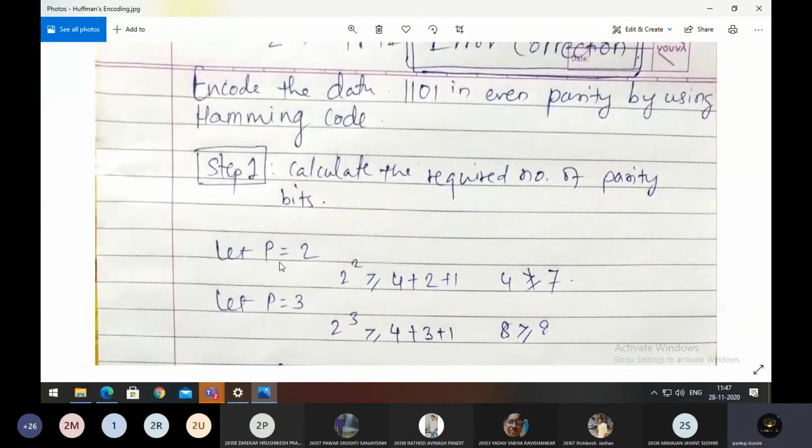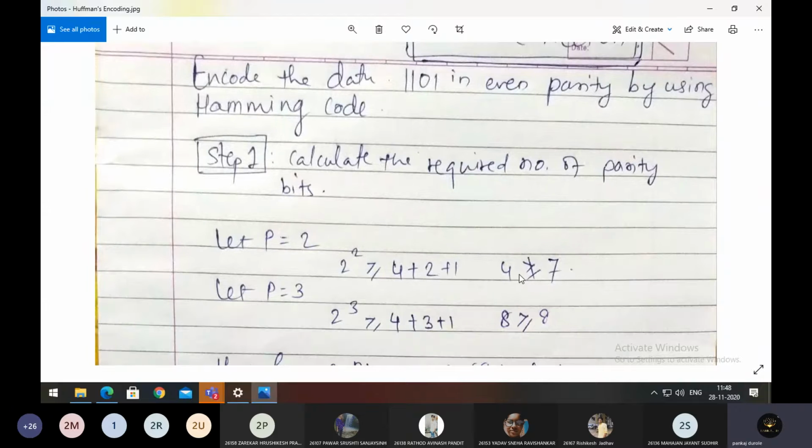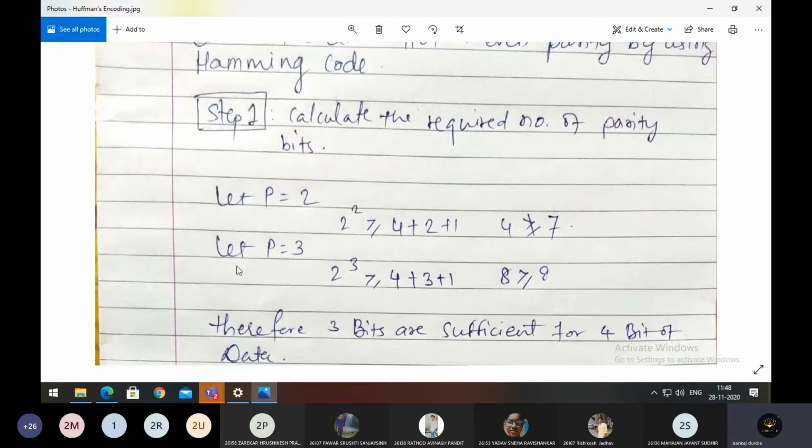So if p is equal to 2, 2 raised to 2 is 4. Is it greater than or equal to 4 plus 2 plus 1? 4 plus 2 plus 1 becomes 7. So 4 is not greater than or equal to 7. So let us assume that p is equal to 3.